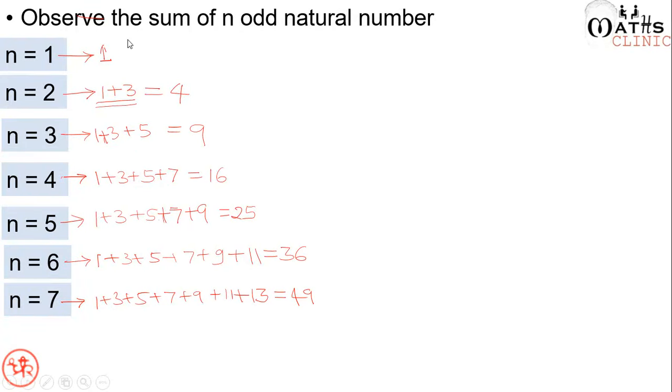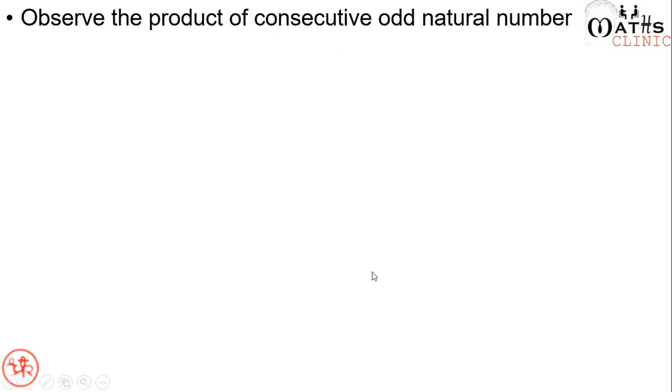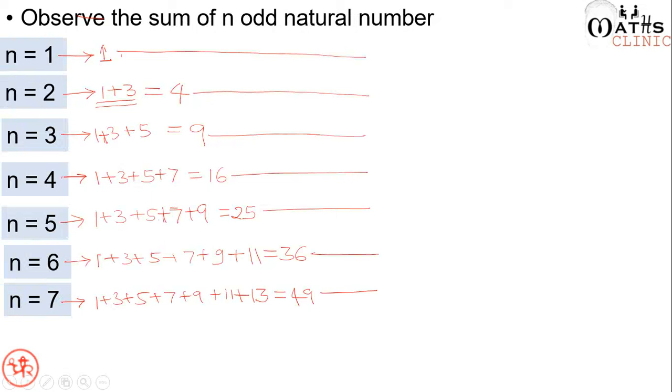Now look at these numbers. Let us see the numbers. This one is 1, this is 4, this is 9, this is 16, this is 25, 36 and 49. Now look at here. 1 is 1 square, 4 is 2 square, 9 is 3 square, 16 is 4 square, 25 is 5 square, 36 is 6 square and 49 is 7 square. So you have 1 square, 2 square, 3 square, up to 7 square, the squares of the numbers in sequence from 1.